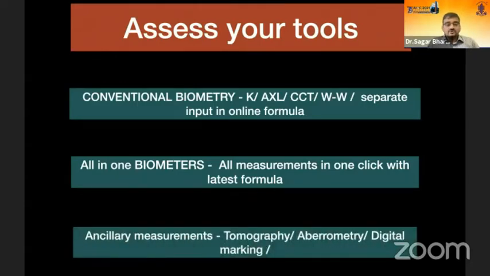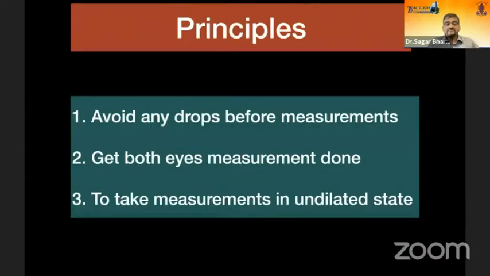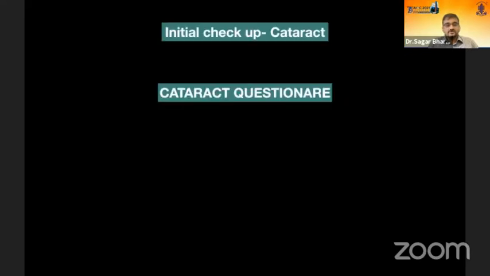You also have to think about ancillary measurements, see which clinics have these instruments available near your clinic, so that you can get these measurements done as and when necessary. The principles remain that you should avoid putting any drops before measurement. And if the eyes are very dry, you have to wait at least 5 minutes after application of the drop. Get both eyes measured, even if the patient is coming for one eye. And you need to take these measurements in an undilated state, because you need to understand the pupil dynamics also.